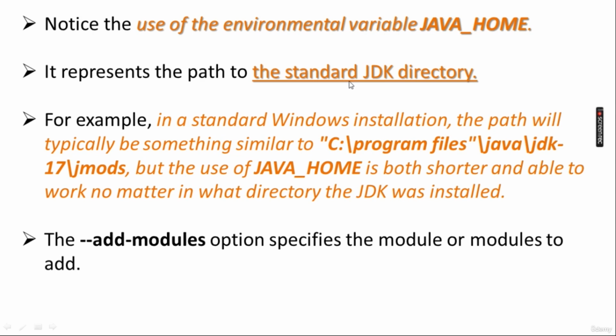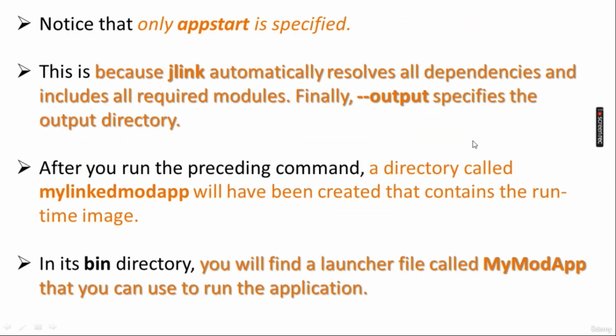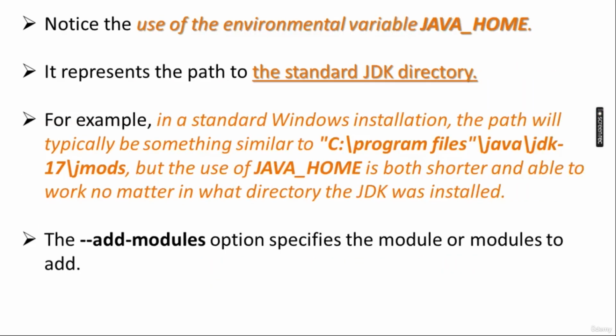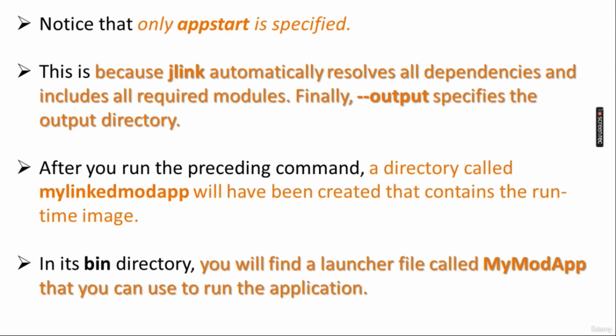The add modules option specifies the module or modules to add. In add modules abstract, abstract is the module to be added, and output is mylinkmodapp. Only abstract is specified because JLink automatically resolves all dependencies and adds all required modules. And output specifies the output directory, which is given as mylinkmodapp.